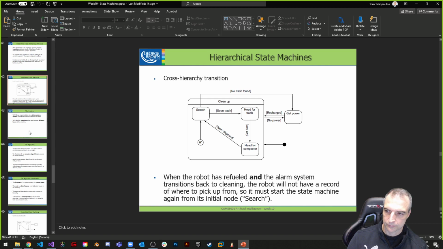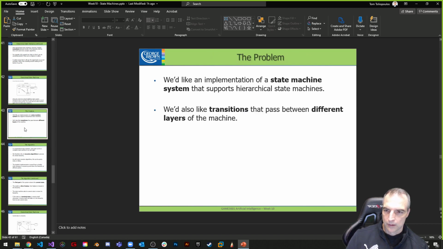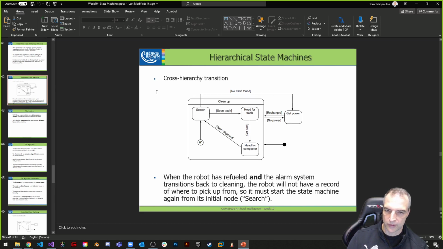So there are some weaknesses to this too, and the challenge is, again, maintainability. But let's take a look at the problem. The problem is we'd like an implementation of a state machine system that supports hierarchical state machines. We'd like transitions that pass between different layers of the machine, right? Because you can see there are different layers here. Here's the outer layer, and here's the inner layer of the finite state machine.